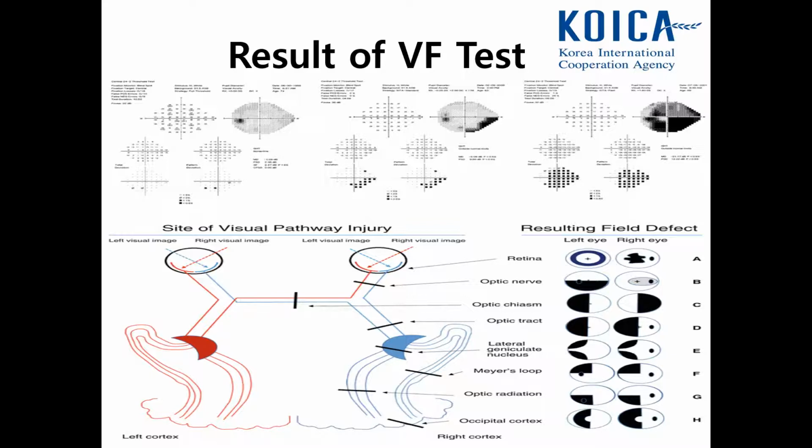Although the eye itself is normal, if some abnormalities happen in the brain, a visual field defect can be made, because the eye is connected directly to the brain through the optic nerve. The visual field defect patterns differ depending on where the brain damage happens, so we can predict the brain region by the visual field defect pattern.